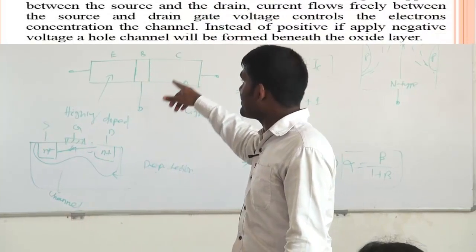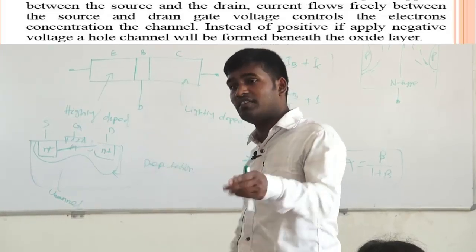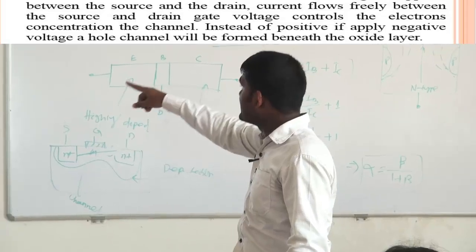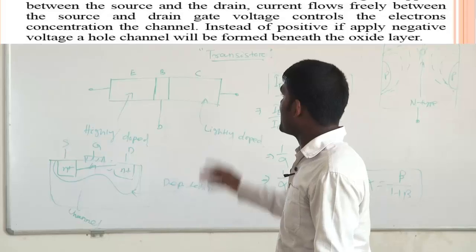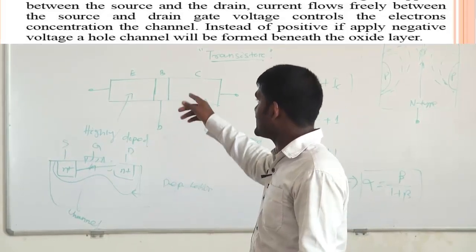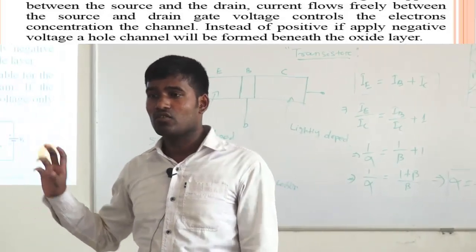Now if a voltage is applied between the source and drain, current flows freely from source to drain. Then the gate voltage controls the electron concentration in the channel. Instead of positive, if you apply negative voltage, a channel of holes will be formed beneath the oxide layer. So the gate is just like a control.